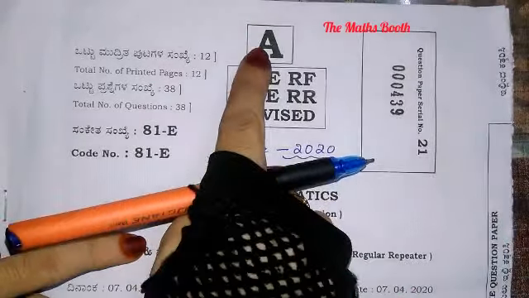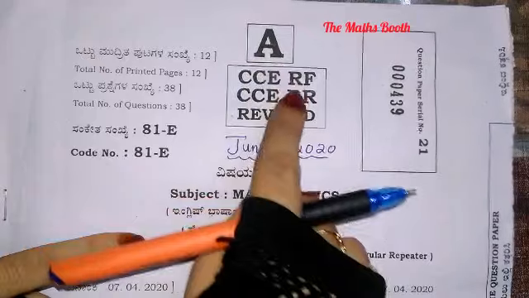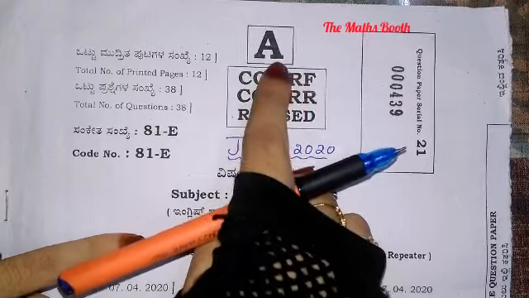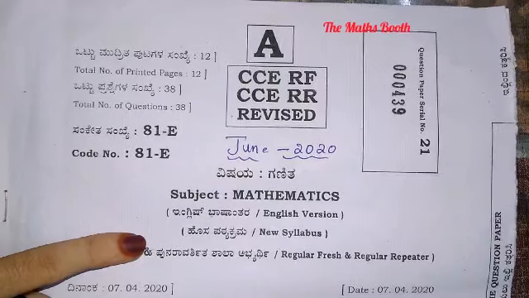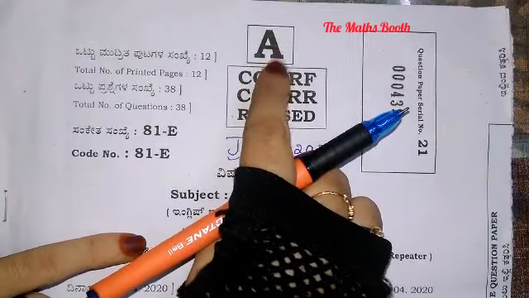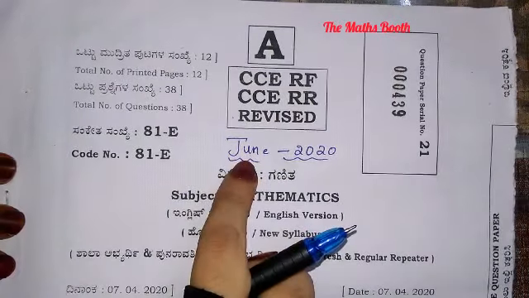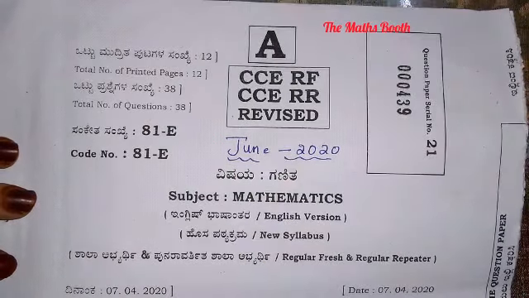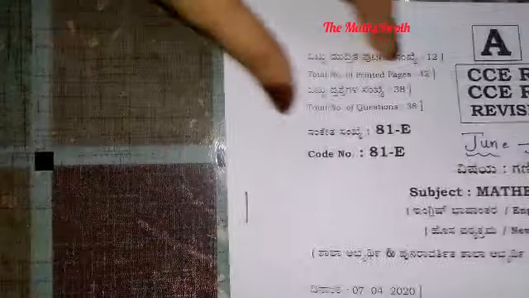Here you can see this is the A version paper. You will have A, B, C, D papers, but the question paper will be the same. A, B, C, D refer to the shuffle of the question paper. The question paper will be the same, numbers will be different. So here I am going to solve version A of last year's board examination, that is the June 2020 paper. Let us start solving this paper.